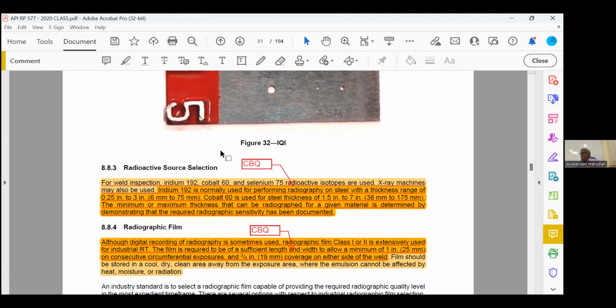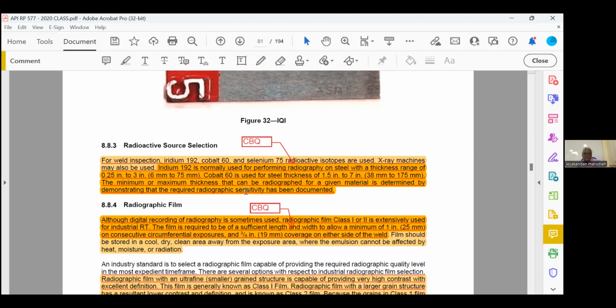Now, another one: what should be the minimum film width? The recommendation is weld width plus 3/4 inch on both sides. First one. How much overlap do you have to keep? For continuous film, minimum 1 inch overlap. Second one. Then what films do you have to use? Either Class 1 or Class 2. That means medium and slow films only are allowed in industrial radiography. Fast films are used only in medical radiography. So highlight these 3 lines.